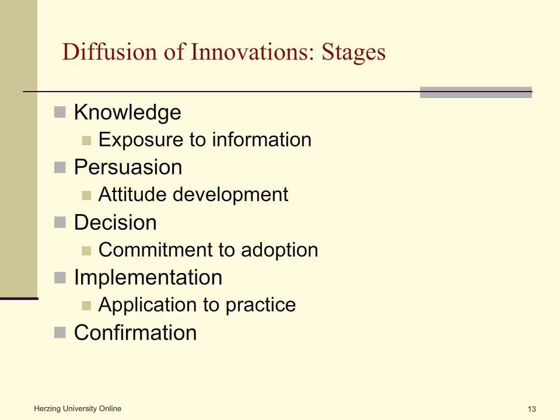The stages of Rogers' diffusion of innovation theory describe how innovations spread through society. Diffusion theory is a theory about communication. It provides a useful model in planning for the integration of evidence into practice over time. According to Rogers, the diffusion of innovations occurs in stages. Those stages are knowledge, persuasion, decision, implementation, and confirmation.